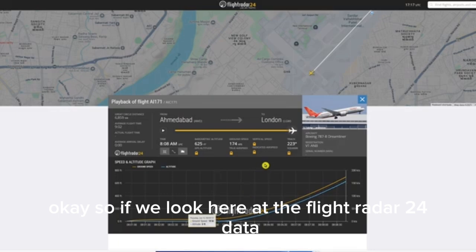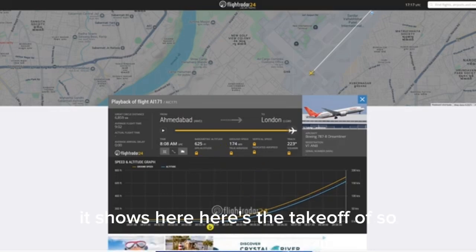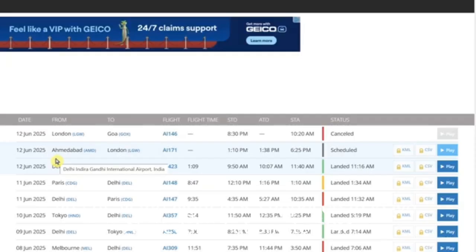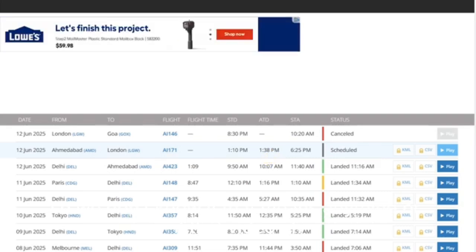Okay, so if we look here at the Flight Radar 24 data, it shows here's the takeoff. So first of all, the flight was supposed to leave Ahmedabad at 1:10 p.m., and it ended up leaving at 1:38 p.m. There was some video circulating around from a passenger who was on an earlier flight earlier in the day, who showed some video inside the plane, and he said it was very hot in there, like the AC wasn't working. So we don't know if that means anything or if that video was even really from a passenger that was on it earlier. Sometimes people like to throw out fake data whenever there's a big incident like this.